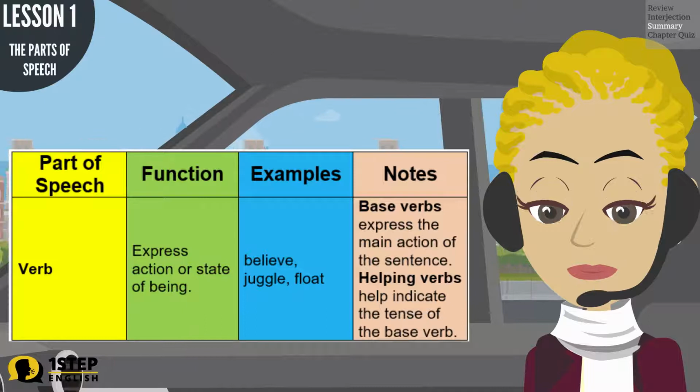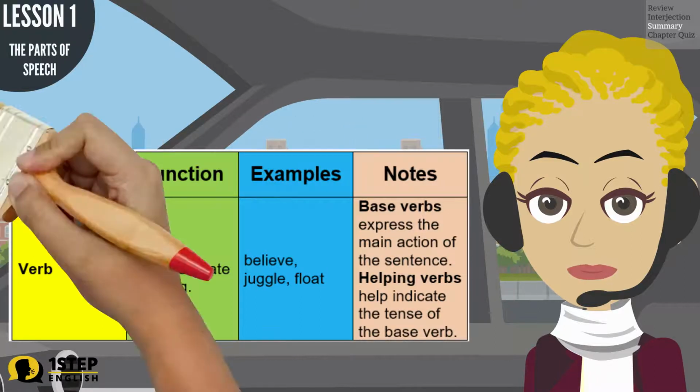Verb. The function of the verb is to express action or state of being. For example, believe, juggle, and float. Please note that base verbs express the main action of the sentence, and helping verbs help indicate the tense of the base verb.